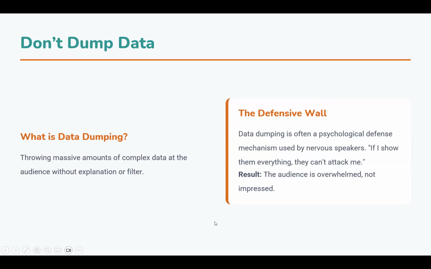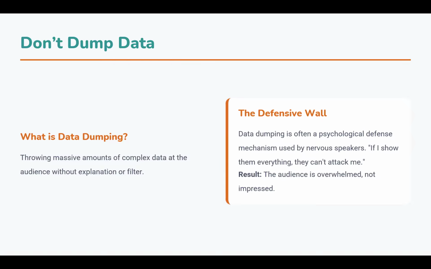Don't dump data. Don't dump data. What is data dumping? You throw massive amounts of complex data at the audience without explanation or filter. Now remember, they are midfield or outfield. Typically, all the audience in a presentation are outfield. Treat them all as outfield. When you dump lots of data without explanation or filtering, what happens? They are going to mess themselves up in a bigger forest, looking for a particular tree, but they look at the entire forest. Don't dump data.